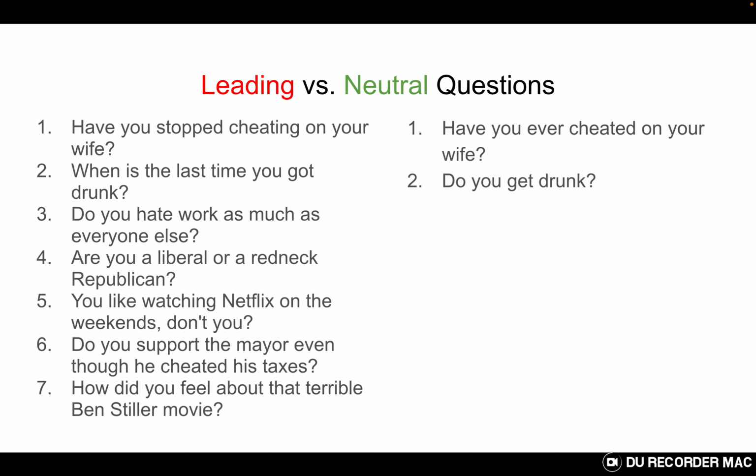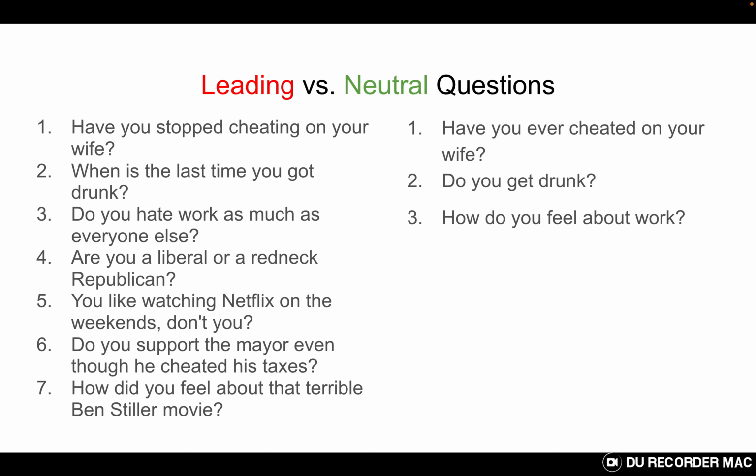Number three, do you hate work as much as everyone else? The word hate is an emotionally charged word, and it's also putting pressure on the person to agree with everybody else that hates work. So a neutral way to ask the question is just, how do you feel about work? And if they hate work, they can tell you from there. But they might like work, so you don't want to suggest or assume that.